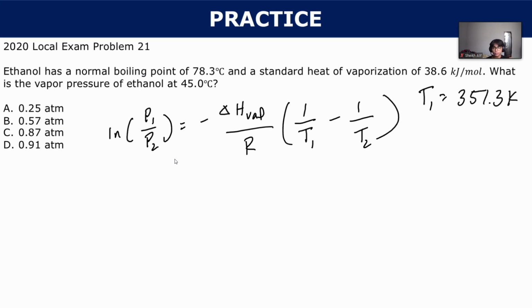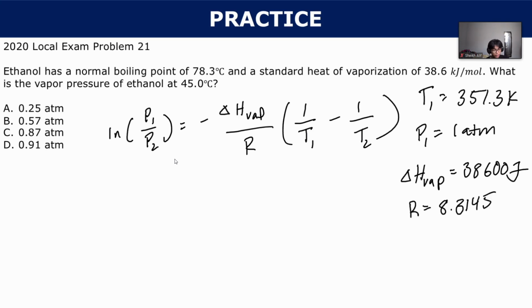And then our first pressure is going to be 1 atmosphere. The reason it's 1 atmosphere is because it says normal boiling point. And normal boiling point is always recorded at 1 atmosphere. From here, we can fill in a couple more variables. Our enthalpy of vaporization is going to be 38600 joules. R is obviously 8.3145. And then our temperature 2 is going to be 45 degrees Celsius, which comes out to 318 Kelvin.